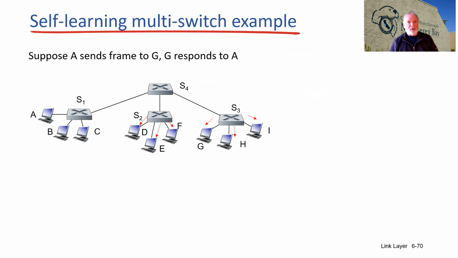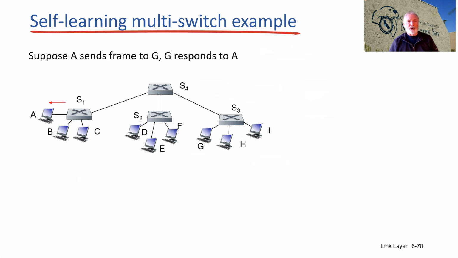Now device G will recognize the destination address in the frame as its MAC address and send a reply. Switch 3 will learn the interface that is attached to G and forward the response back to device A via switch 4. Switch 4 will learn that G can be reached through switch 3 and will forward the response to switch 1. Switch 1 will learn that G can be reached through switch 4 and will forward the frame to device A.